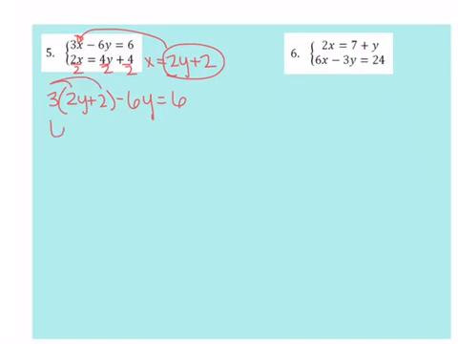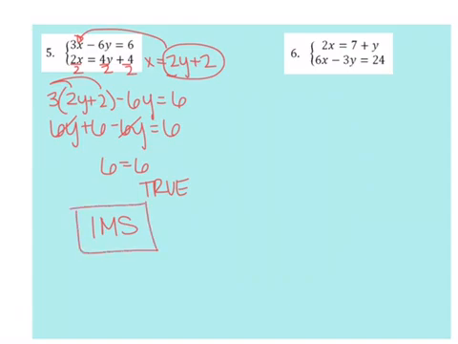Distribute first, so 6y plus 6 minus 6y equals 6. So my 6y cancels out with my negative 6y, so I end up with 6 equals 6. This is a true statement. Remember, if it's a true statement, we write infinitely many solutions, or IMS.